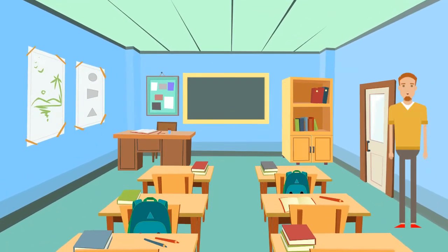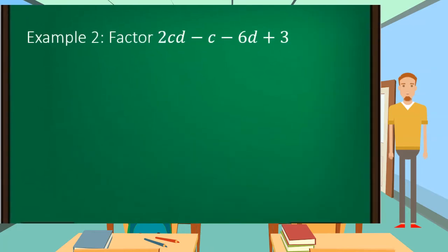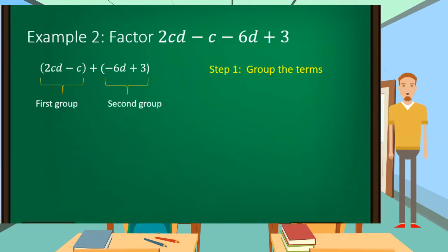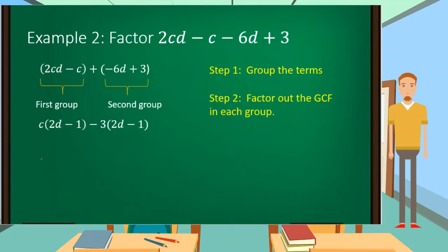Let us have the second example. Factor 2cd minus c, minus 6d plus 3. There is no factor common to all terms of the given polynomial. However, if we group 2cd minus c, and negative 6d plus 3, each group will have a common factor. The GCF of the first group is c, and for the second group the GCF is negative 3.